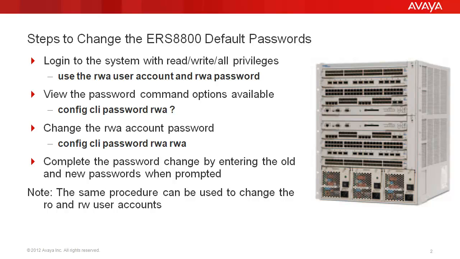Log into the system with read-write-all privileges. We'll view the password command options available to us using the question mark parameter. We'll change the RWA account using the CLI password command. And finally, we'll complete the password change by entering our old and new passwords when prompted by the system. Again, it's worth noting that the same procedure can be used to change other user account passwords on the system.